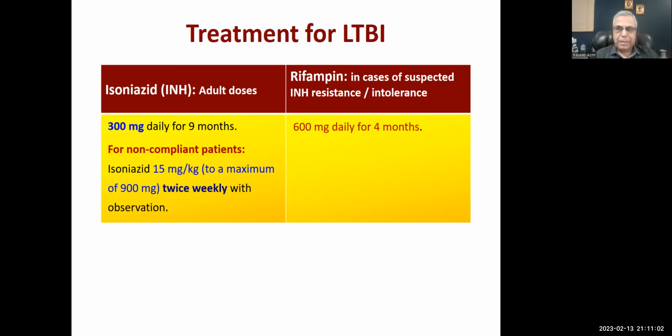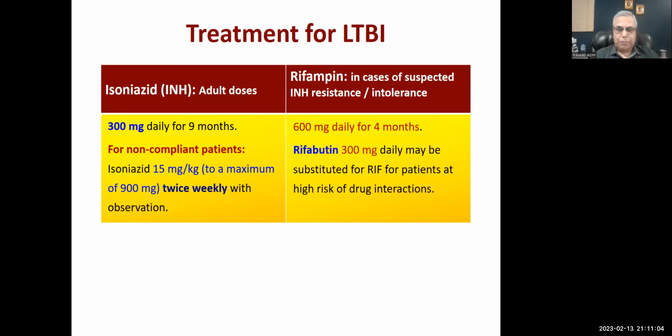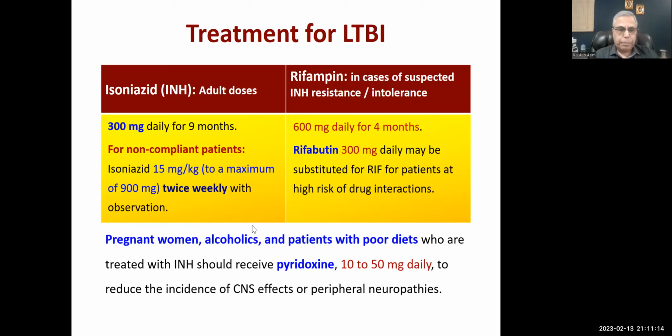Or rifampicin 600 milligram for 4 months, rifabutin 300 milligram daily may be substituted for rifampicin. This RIF is for rifampicin. All right, that's the abbreviation.